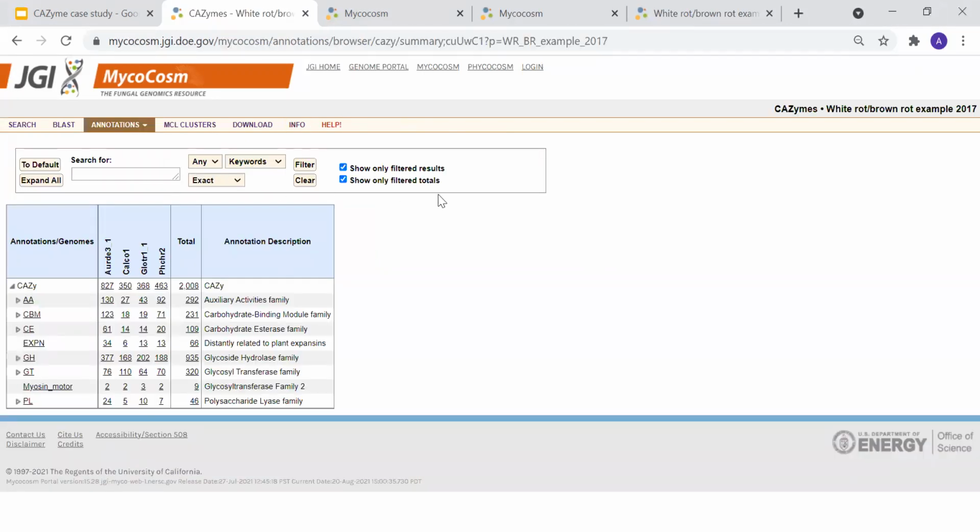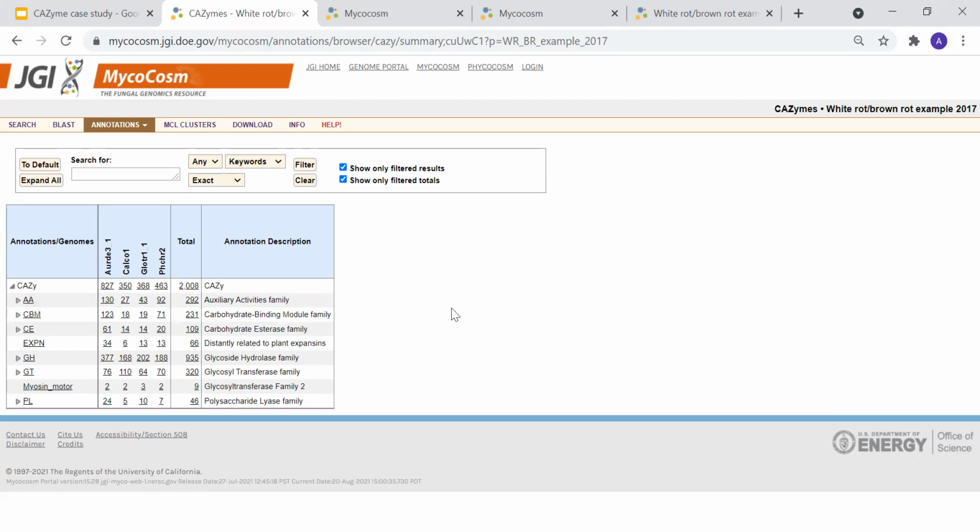So what are Kzymes? Kzymes are carbohydrate active enzymes. These enzymes might synthesize or break down carbohydrates. This is of interest to us because we know that we are looking at carbohydrate molecules today from the plant cell wall, and we know that white rot and brown rot fungi act on different portions of the cell wall. The first family that we'll look at is auxiliary activities over here.